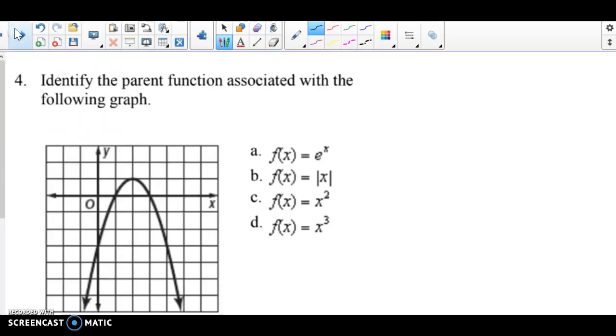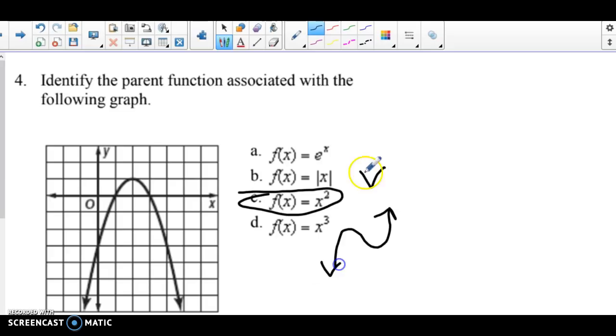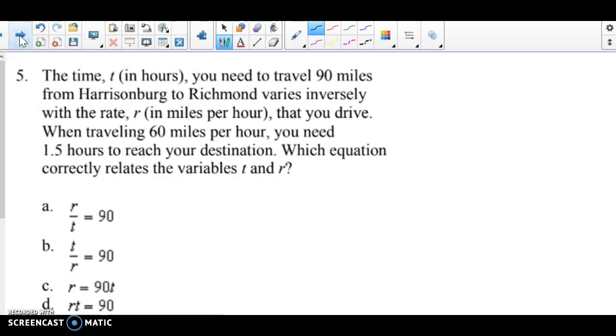Identify the parent function associated with the following graph. It's a U-shape, even though it opens down. A U-shaped graph is a quadratic. An absolute value graph is going to be a V-shaped graph. A cubic is going to look something like this, and an exponential is going to look something like that. So to help you out, you can just plug those in and see what the shape of them looks like.